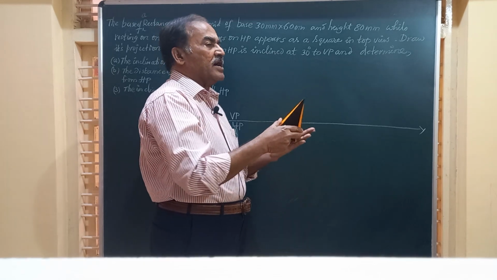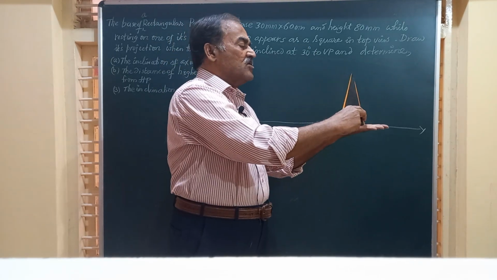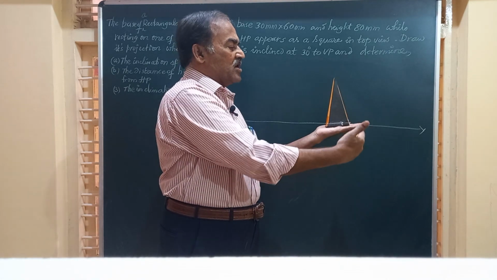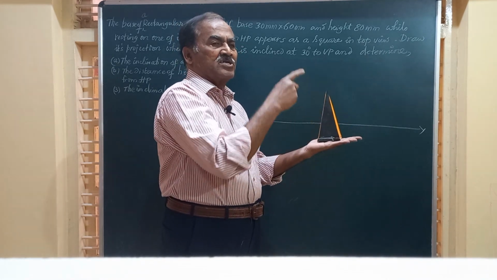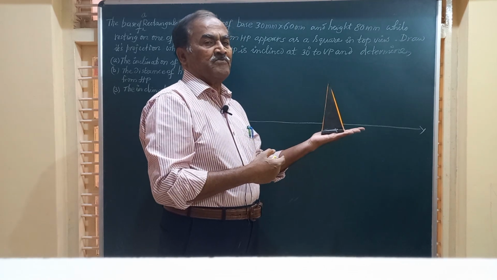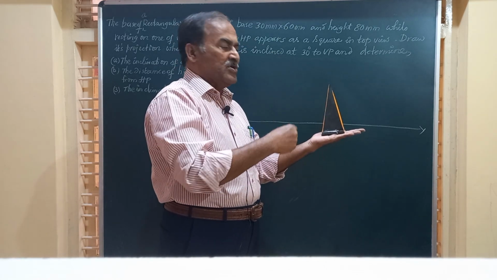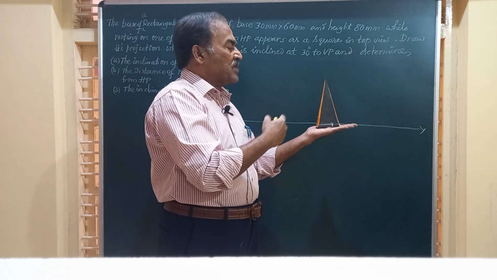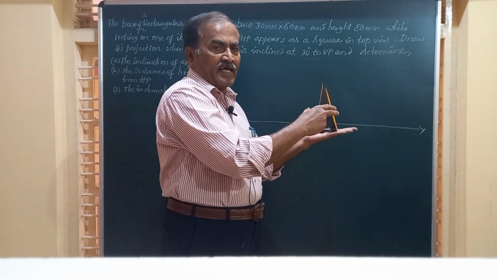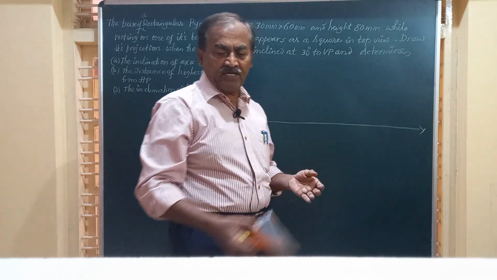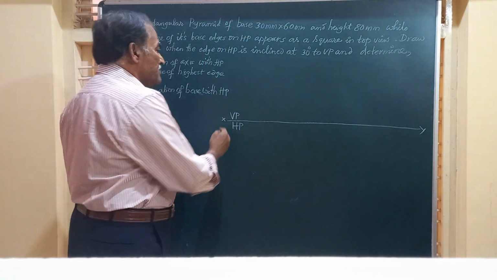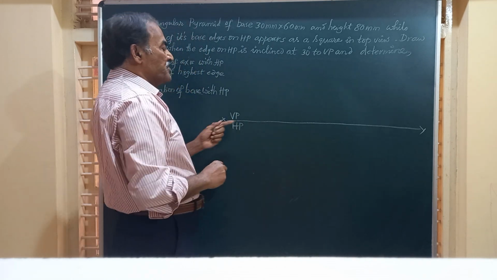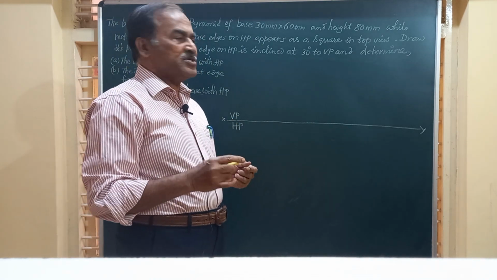So friends, you have to place the object initially on HP such that one of the shorter edges of the base is normal to VP and obtain the top view, a rectangle with longer side parallel to VP, and the front view, a triangle which is isosceles in nature. So friends, we will mark this XY line, mark VP and HP to indicate the first angle projection.